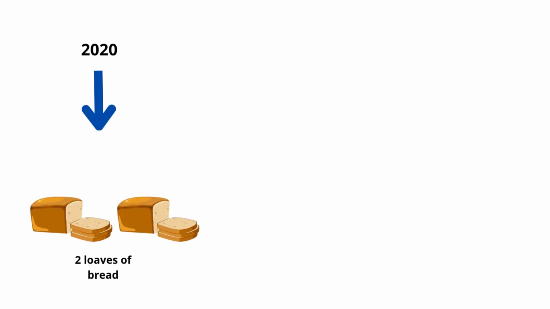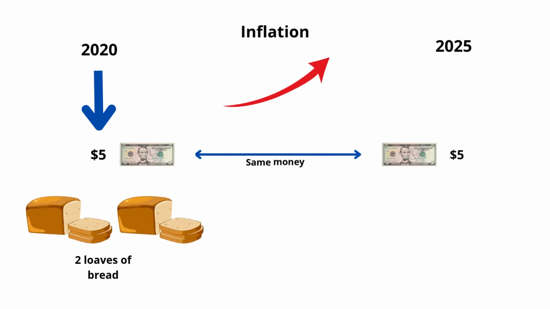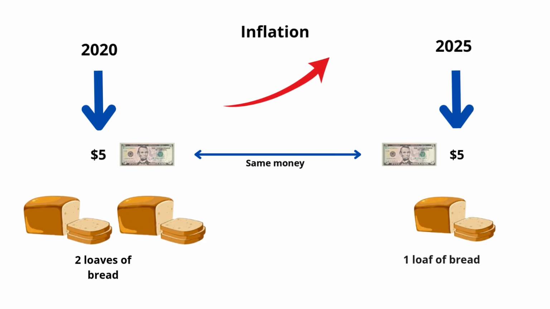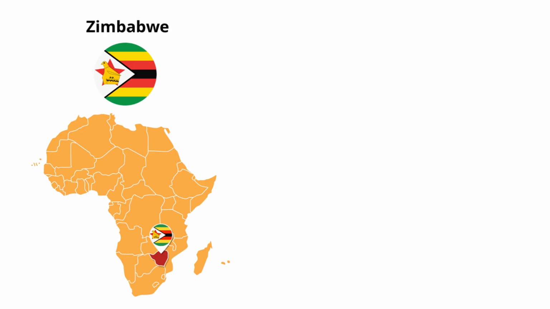Example, in 2020, you could buy 2 loaves of bread for $5. But with high inflation, by 2025, the same $5 might only buy 1 loaf of bread. You get less for the same money. A real-world case is Zimbabwe.